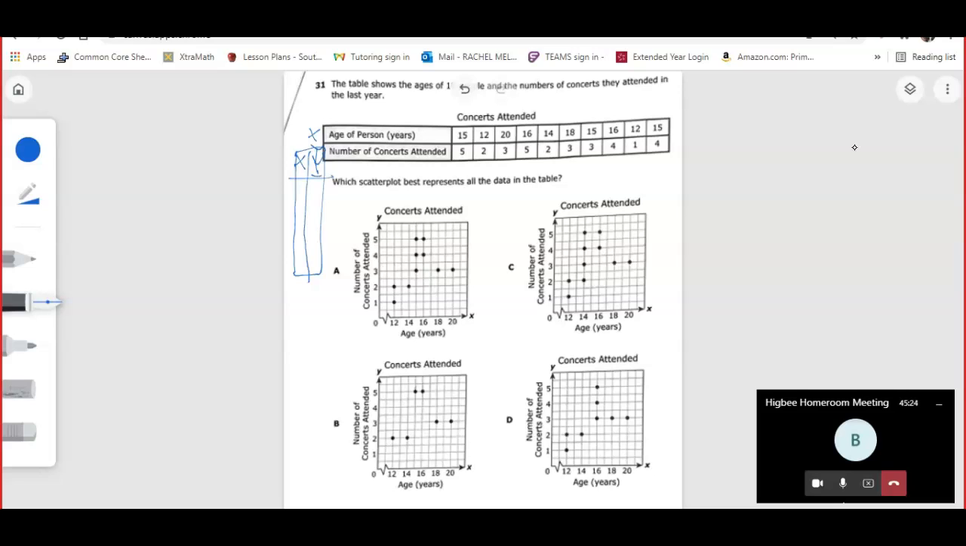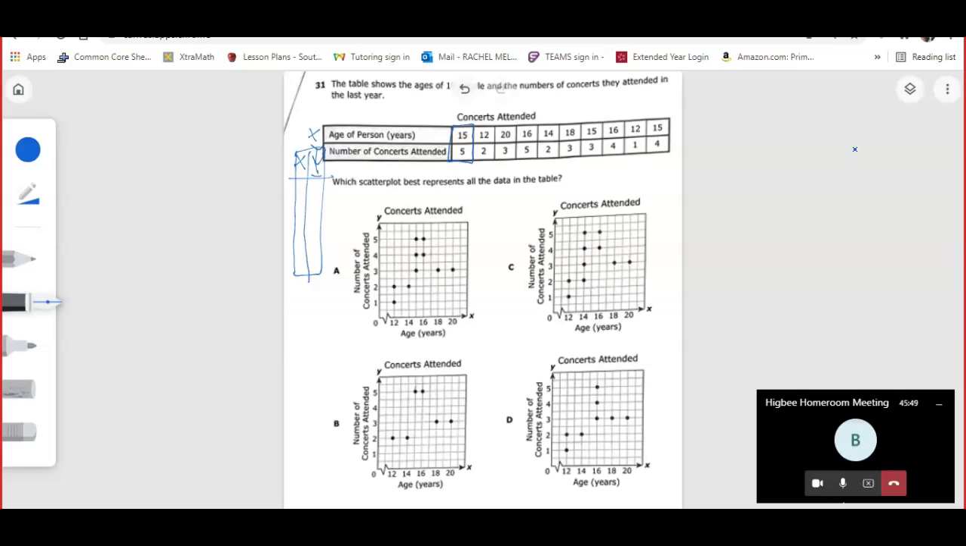Now I need to do pretty much exactly the same as what we were doing yesterday. I need to take each of these points and find them on the graph. If I find them, I'm going to put a check. If I do not find them on the graph, then I'm done, because all of these points have to be on the graph in order for us to have the correct answer. So let's first look for 15.5.